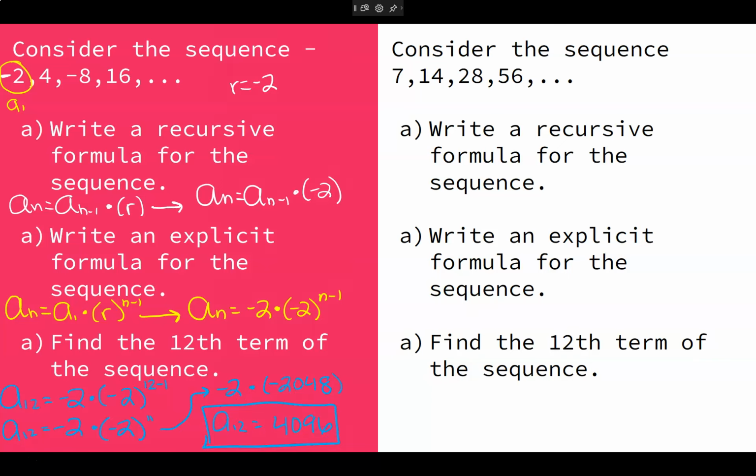Wait, what does the R stand for? R is common ratio. That's what we're multiplying by each time. That's how negative 2 became 4 became negative 8. Oh, I'm sorry. Nope, you're good.